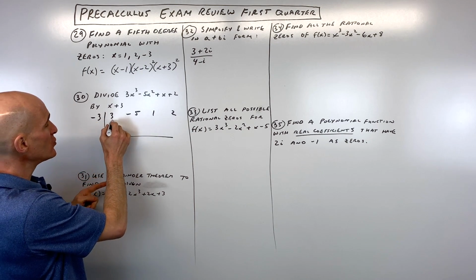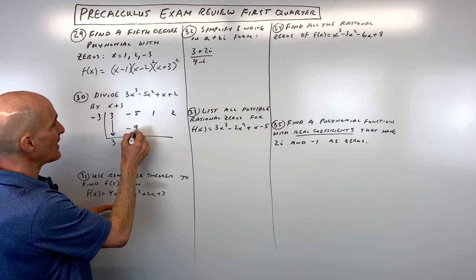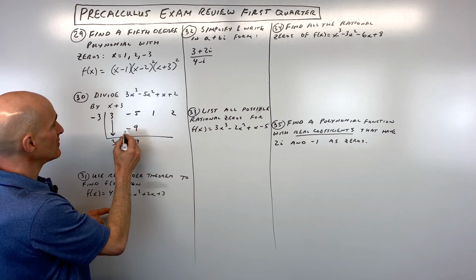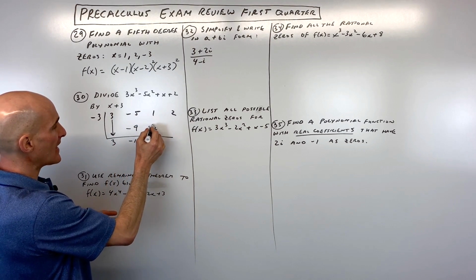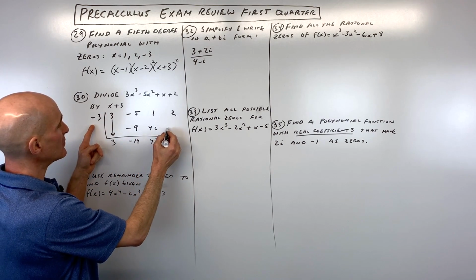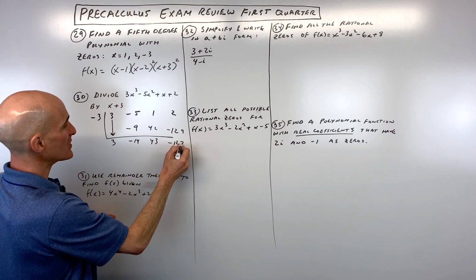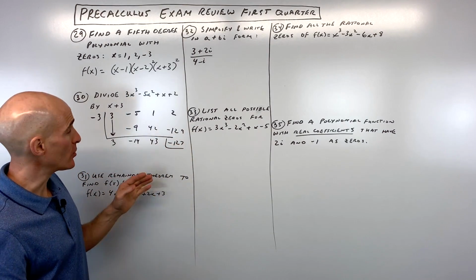And then what you do is you drop down that first term, okay? Negative 3 times 3 is negative 9. Add those together, multiply on the diagonal, add straight down, multiply on the diagonal. Let's see, what does this come out to? Negative 129, and add straight down, negative 127. This last number is the remainder.